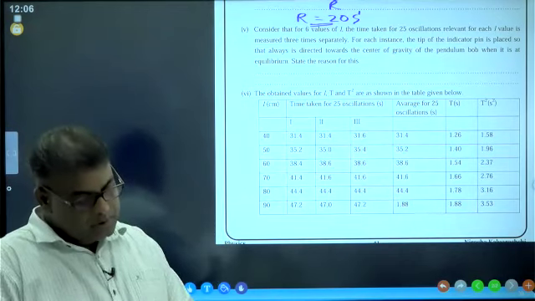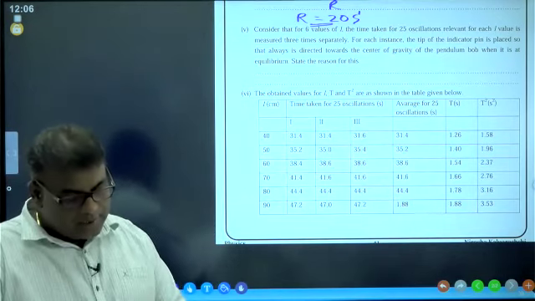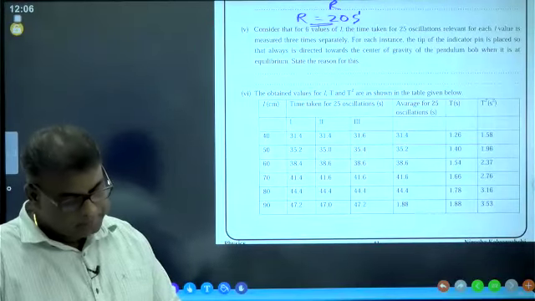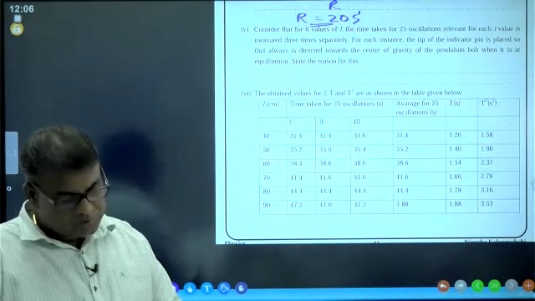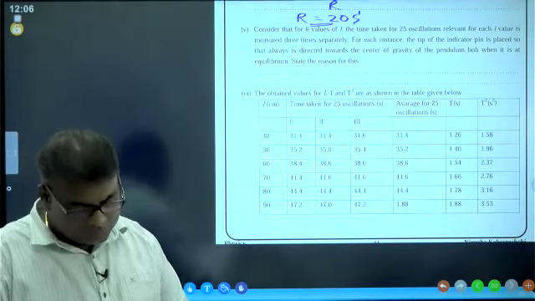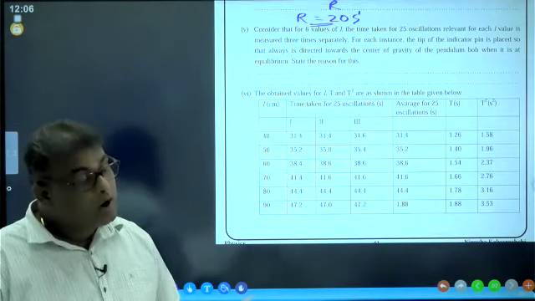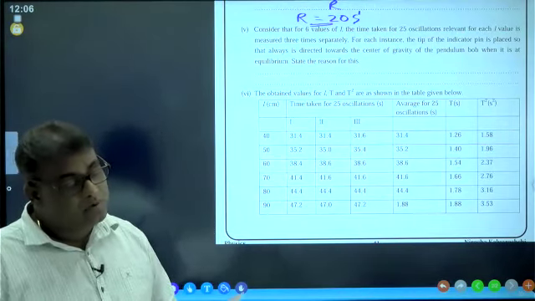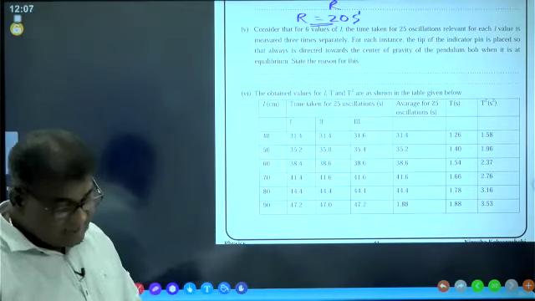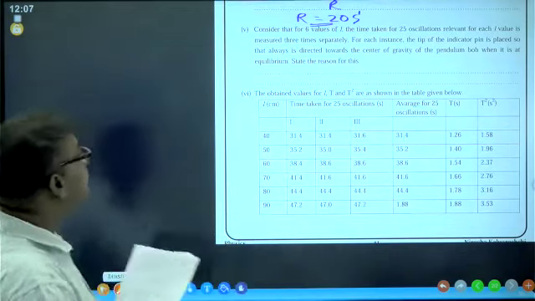The obtained values for L, T, and T squared are shown in the table given below. L values are mentioned, and 25 oscillation time durations are mentioned. Average time is also calculated. You are asked to show that the percentage error of every measurement taken for the above periodic time is less than 1 second.